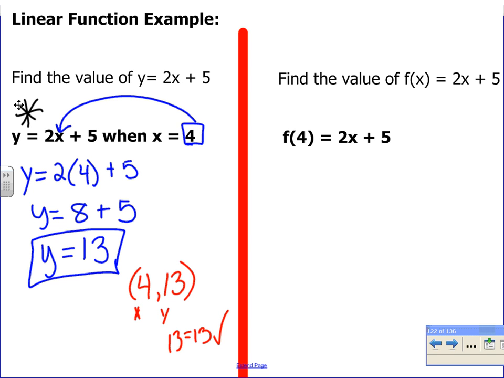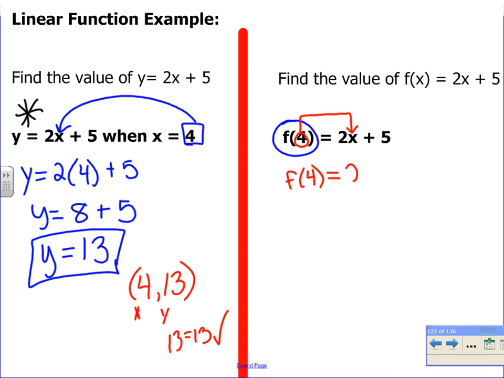Okay, so that's the way you're used to doing it. Let's do the same example using function notation. So now we need to find the value of f of x equals 2x plus 5. Here's the notation. Remember, f of x is the same thing as y. The whole thing is the same thing as y. This number 4 that is inside the parentheses, that is what you are taking out and plugging or substituting in for x. So if you draw an arrow, maybe circle the 4, draw an arrow, you're putting that in for x. The f of 4 means you are evaluating the function when x is 4. You are still solving for y.